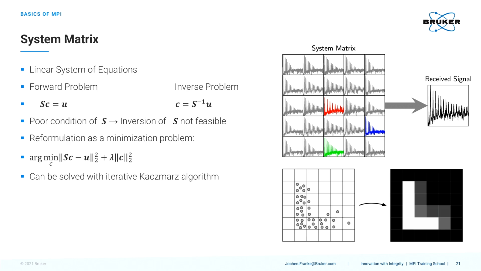Straightforward? No, not really, as the system matrix itself is in a poor condition, and therefore we can't invert the system matrix easily. That's why we need to use a regularized reconstruction approach. Here you see the L2 norm, and this can be solved by the Kaczmarz algorithm.